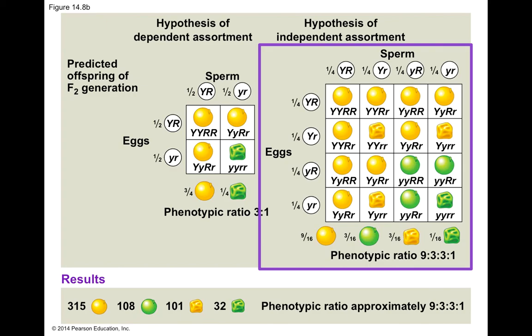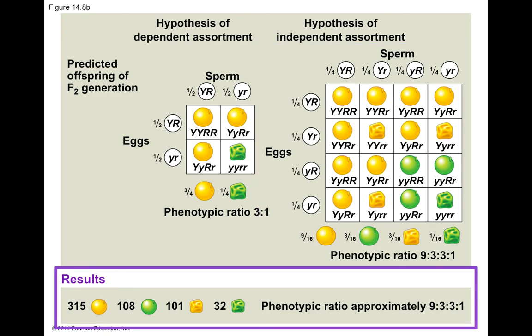9 out of 16 would be yellow and round, both dominant phenotypes. 3 out of 16 would be green and round, 1 recessive and 1 dominant. 3 out of 16 would be yellow and wrinkled, 1 dominant and 1 recessive, just flip-flopped from the last one. And 1 out of 16 would have both recessive traits, green and wrinkled. When Mendel performed these crosses, he consistently got this 9-to-3-to-3-to-1 ratio, which led him to his second law, the law of independent assortment.